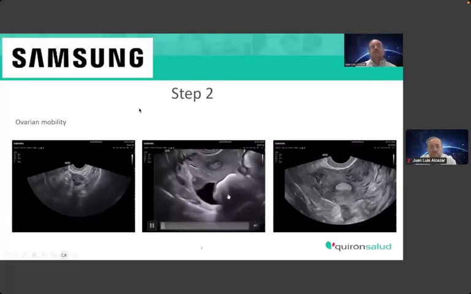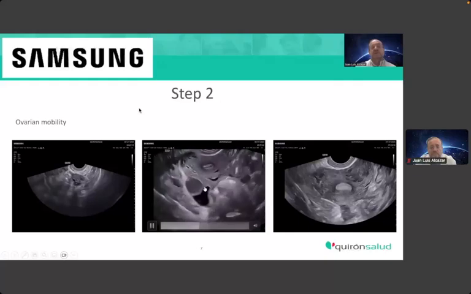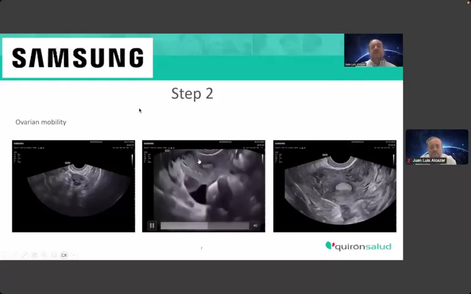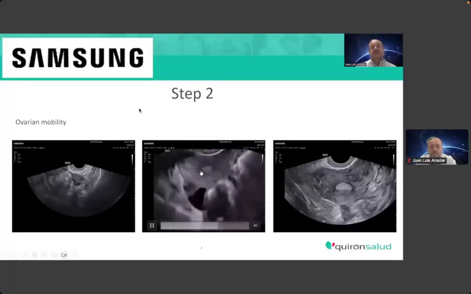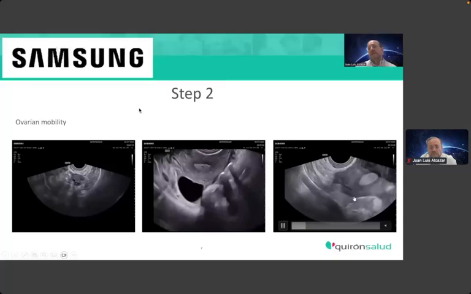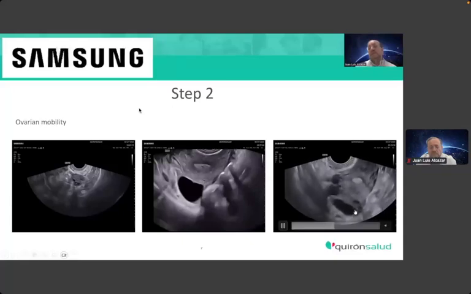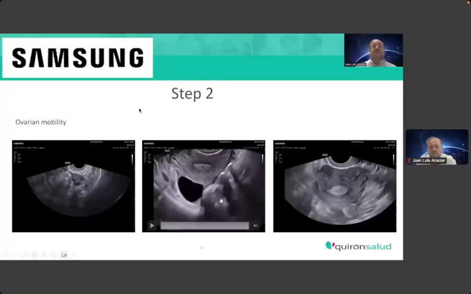However, in these 2 cases, you will see how this right ovary with the small endometrioma is fixed, is not mobile. The mobility is reduced, which is a clear soft marker. Here, another example of ovarian limited mobility in these 2 cases. And remember, this is the second step.